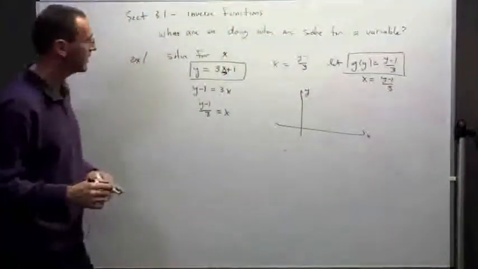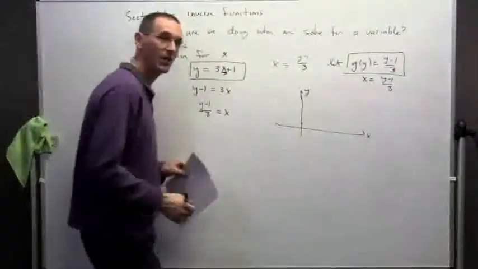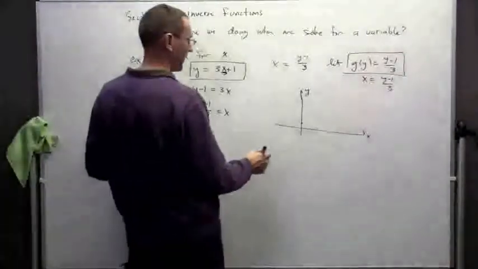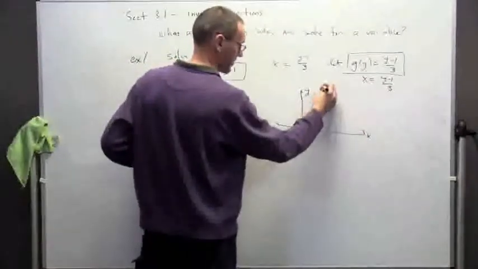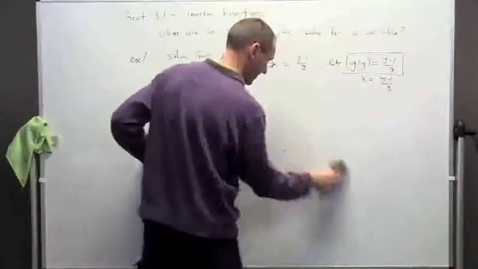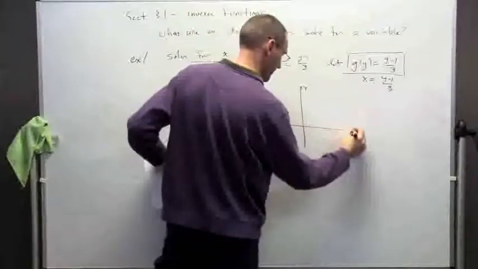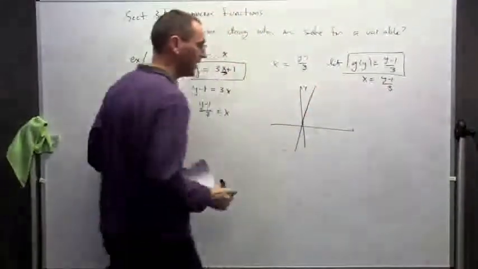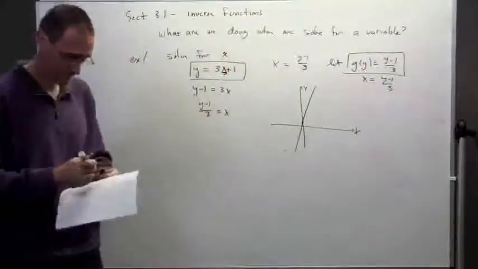So what does this say? This says that y is a linear relationship. It happens to be in slope-intercept form, so I know it goes through the point 0, 1. I know it has slope 3. Okay, let's label our axes. What does it say?